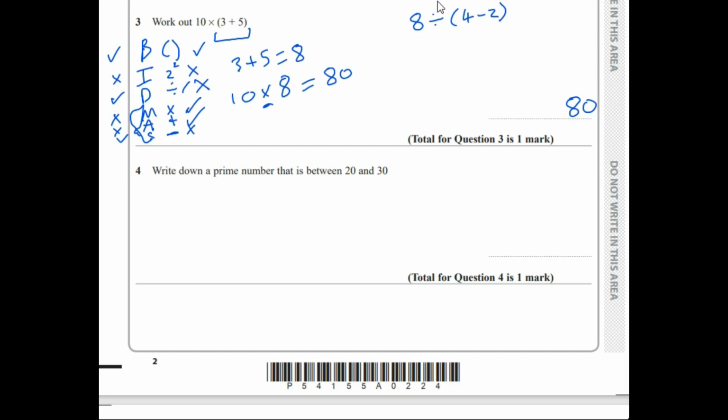Again, we're going to do brackets first, because that's the first one in our list of 3. So we look at the brackets, we have 4 minus 2, and this is equal to 2. So we can replace this whole bracket bit here with 2. So we have 8 divided by 2, and this is equal to 4.